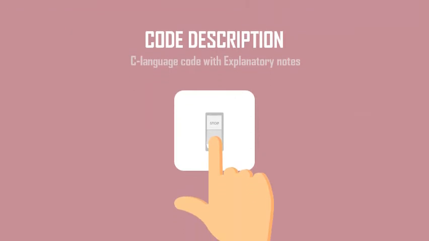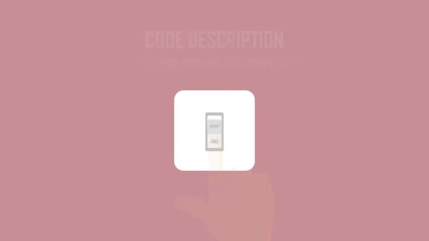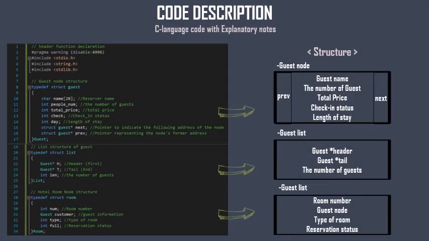Now, let me show you the code of the program through C language code. First of all, these are the 3 structures that I described earlier. To use a doubly linked list, the guest node structure was declared with pointers prev and next, and the guest list structure was created to store the assigned guest nodes. Within the guest list structure, there are a head and a tail representing the beginning and the end of the list.